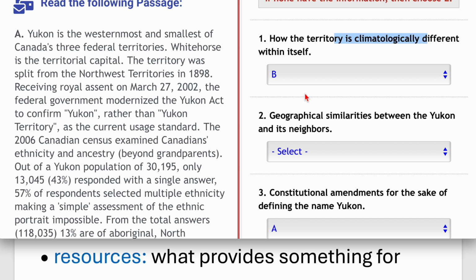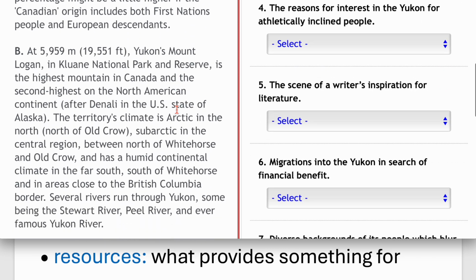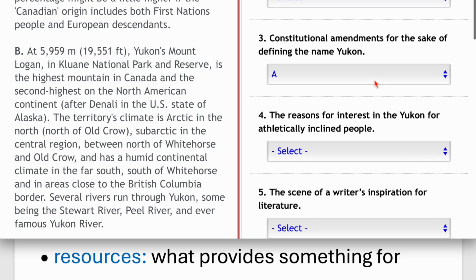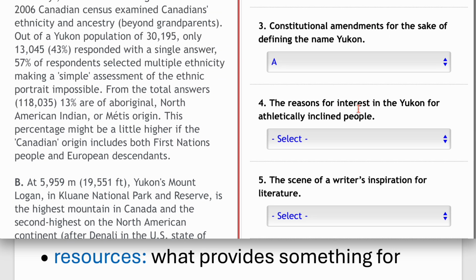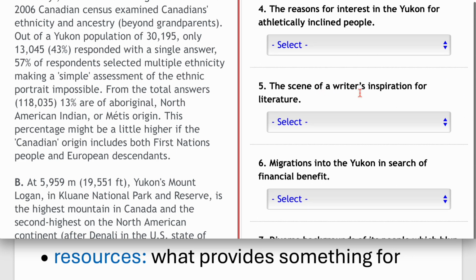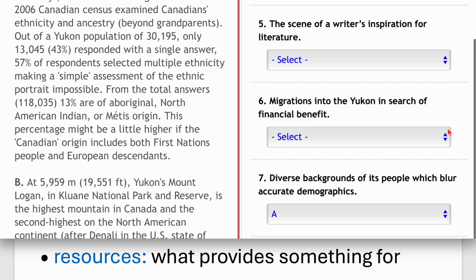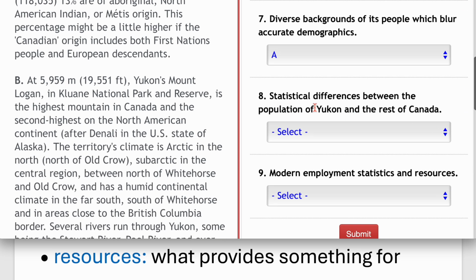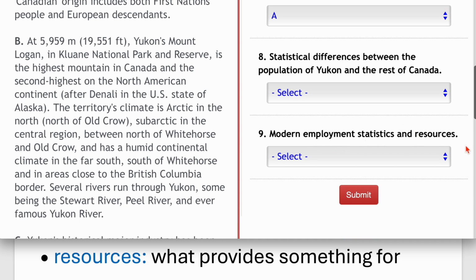Geographical similarities between the Yukon and its neighbors. Now, it talked about Alaska here, but it doesn't talk about similarities. It just talks about this mountain. So, no. The reasons for interest in the Yukon for athletically inclined people? No. The scene of a writer's inspiration for literature? No. Migrations into the Yukon in search of financial benefit? No, right? Statistical differences between the population of Yukon and the rest of Canada? No. And modern employment statistics and resources? No, right? So we got one, B.